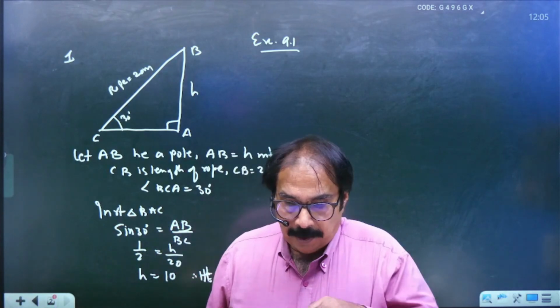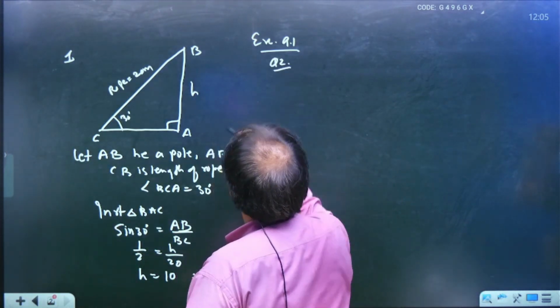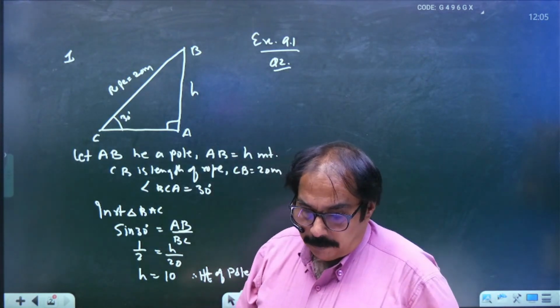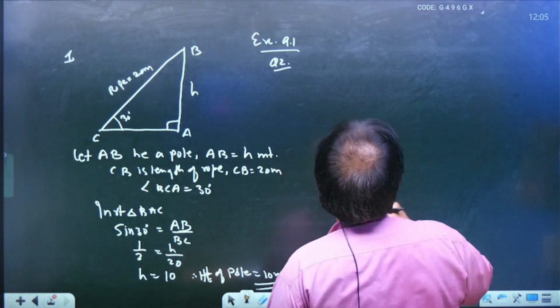Got it? Now question number 2, the second question. The question says a tree breaks due to a storm and the broken part bends so that the top of the tree touches the ground.